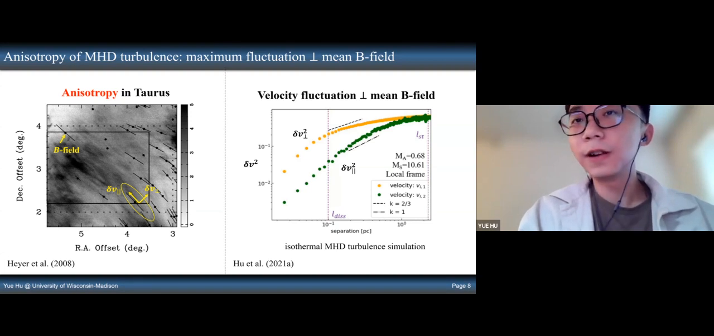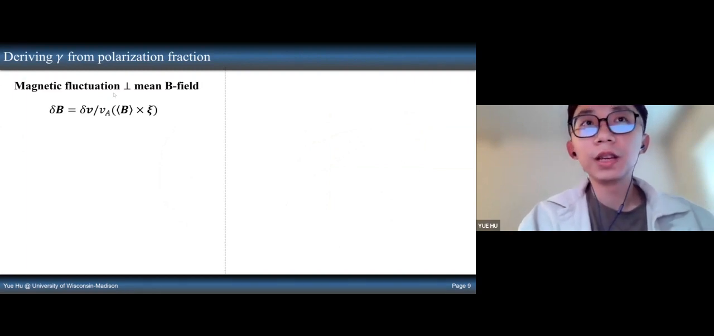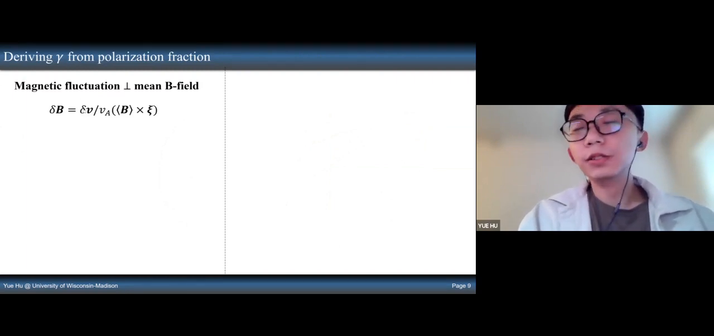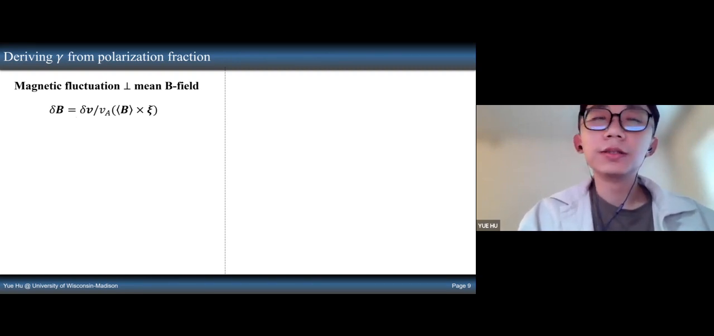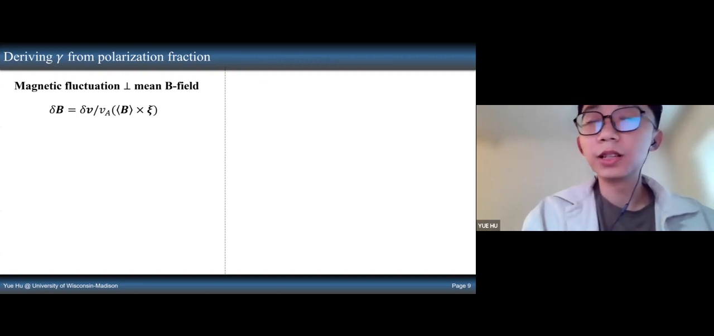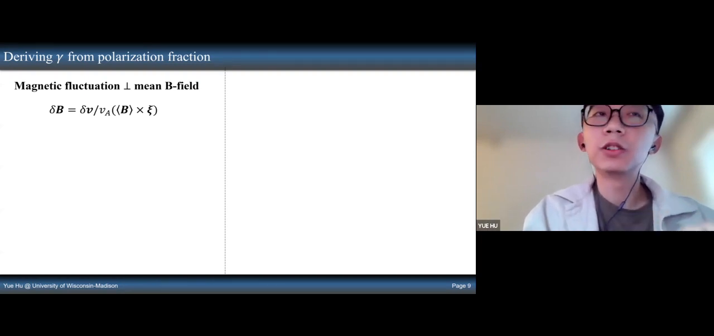But this is for the velocity fluctuation. What we need is the magnetic fluctuation. If we have a look at the induction equation, we can see that the magnetic field fluctuation is proportional to the velocity fluctuation. In this case, we can also see that the magnetic fluctuation is dominated by the direction perpendicular to the mean magnetic field orientation. That would be a major assumption in our method to model the fluctuation, regarding the relative orientation with respect to the mean magnetic field.